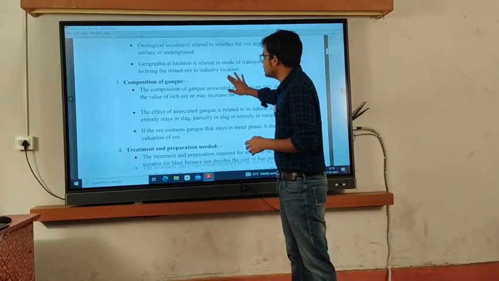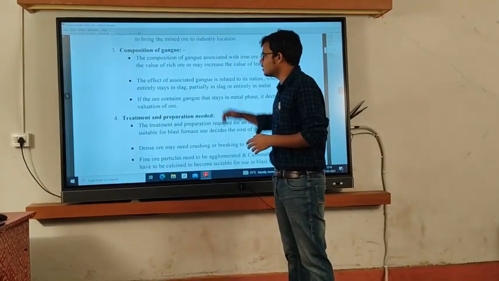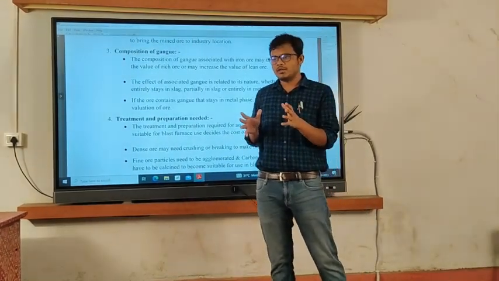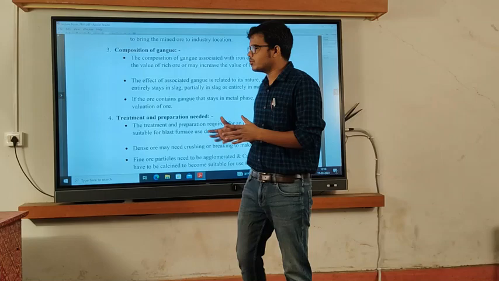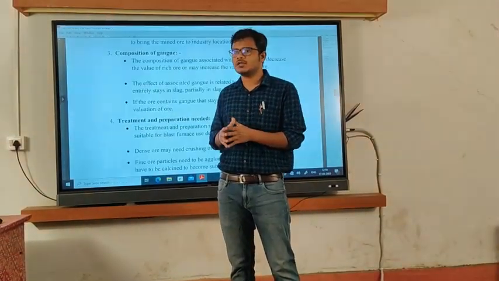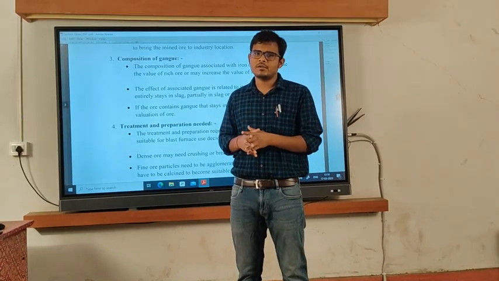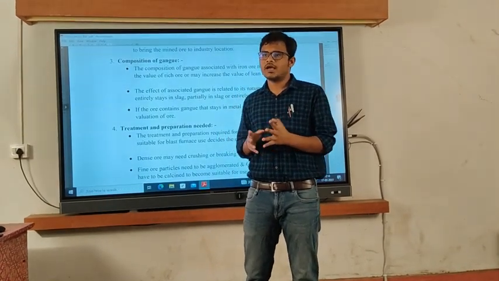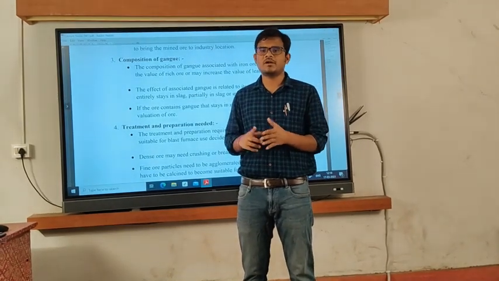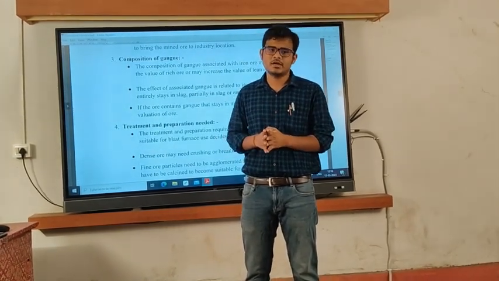Then the next parameter is composition of gangue. We already know that in an iron ore, like if we consider iron ore, there is Fe2O3 hematite and various other gangue materials. What are the various gangue materials in iron ore? Mostly alumina, silica, calcium carbonate, titanium oxide, and various other kinds of oxides are present as gangue material in that ore.